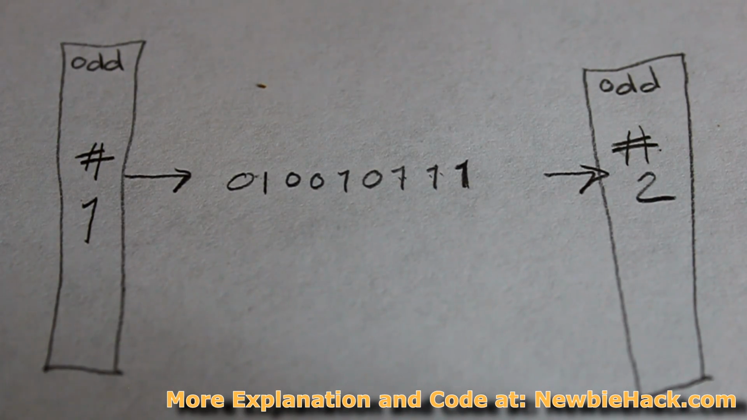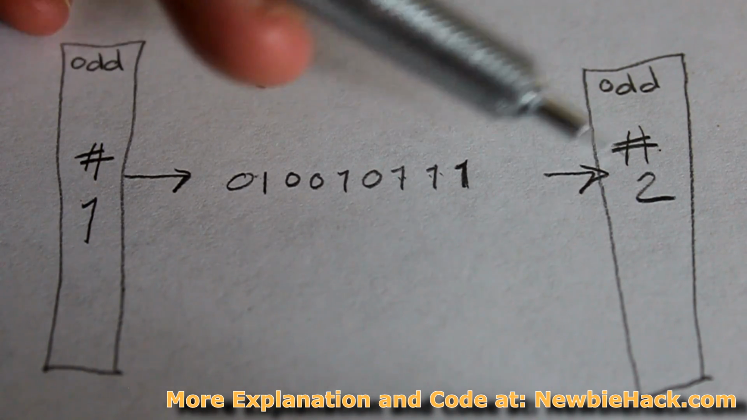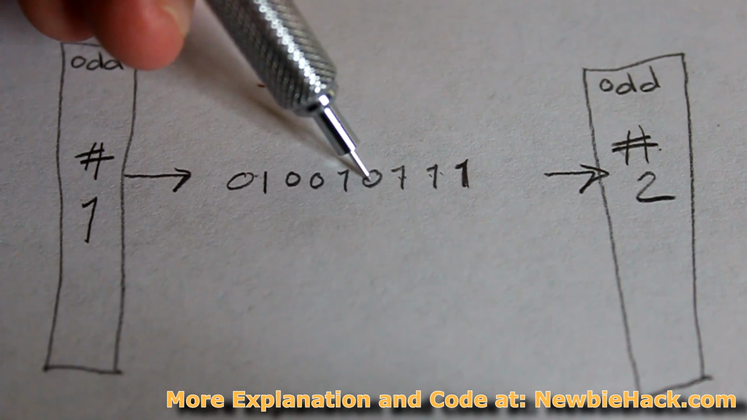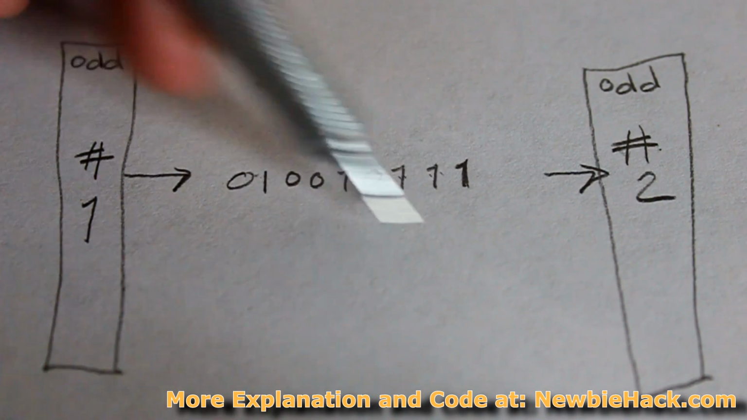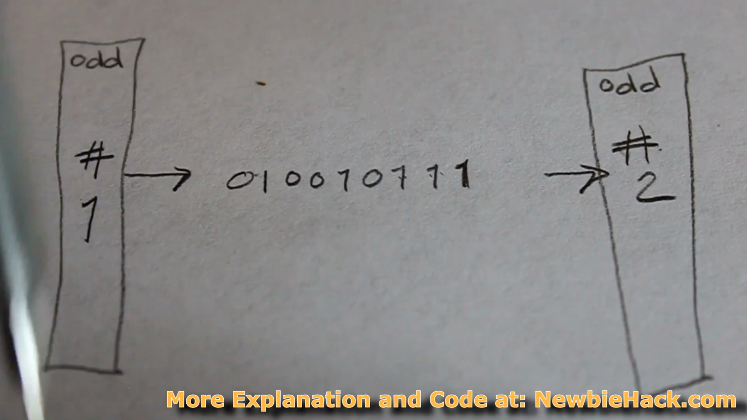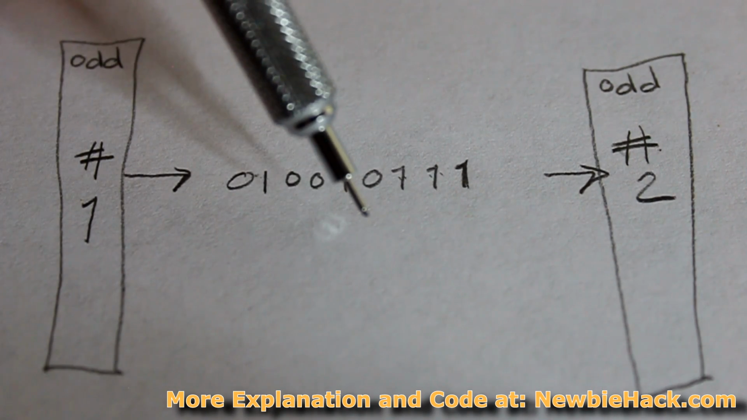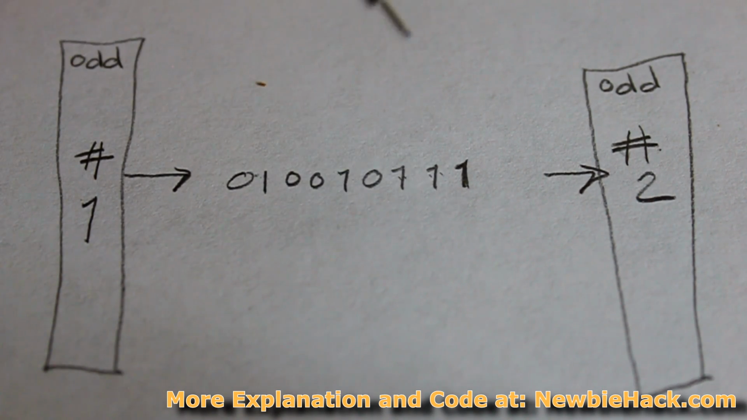Of course, this isn't perfect error checking. Obviously, you could add a couple more 1s in here, and then you still have the wrong answer. But it is some form of error checking, and it's better than nothing.